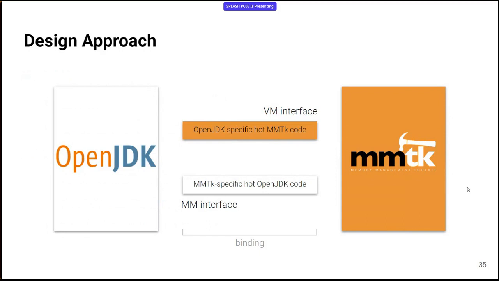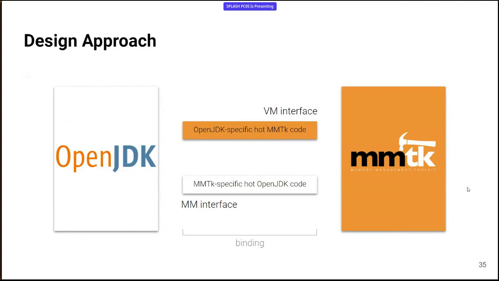And on the right, you've got the memory management toolkit. Everything on the right is purely in Rust, and it's 100% VM agnostic, so it knows nothing about any particular runtime. By contrast, everything in that box on the left knows nothing about MMTk. So these two boxes on the left and the right know nothing about each other whatsoever.